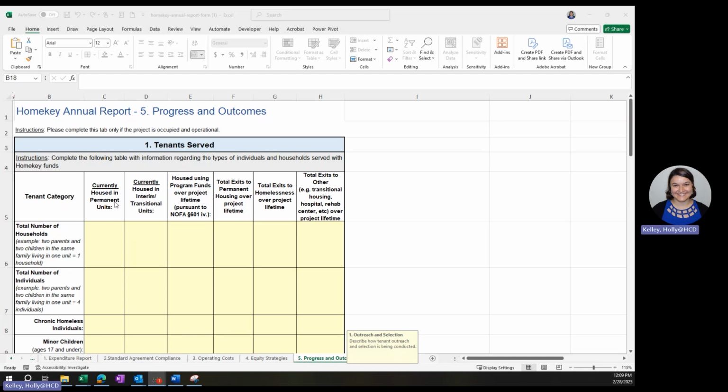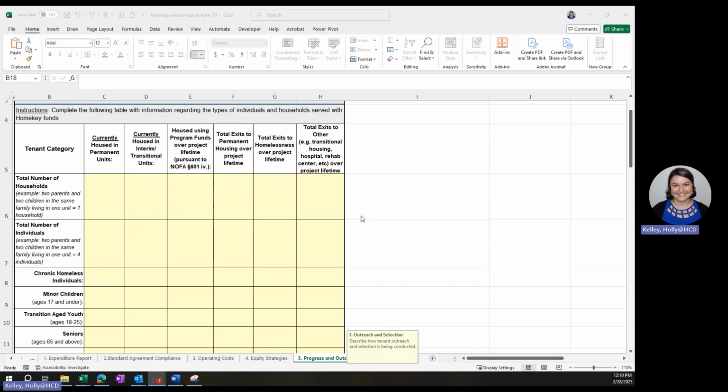Those currently housed in permanent units, those currently housed in interim or transitional units, the total number of those who have been housed by your Homekey project over its lifetime, how many have exited from the Homekey site to other permanent housing, how many have exited to homelessness, and how many have exited to other types of facilities, such as transitional housing, hospital, or rehabilitation center.